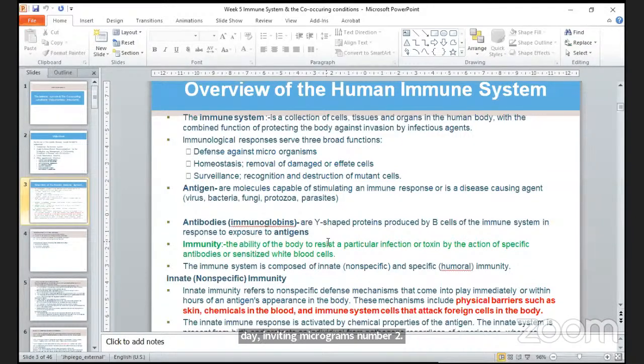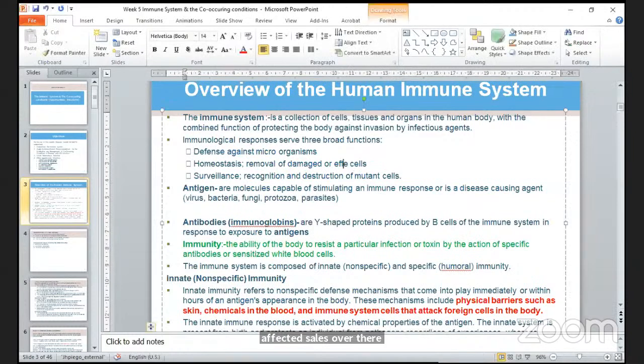This is about the removal of the affected cells. Allow me to correct this: the removal of the affected cells. Depending on the type of infection, the body can decide to remove the affected cells in the form of waste products. That's called the homeostatic response to an infection. Number 3 is surveillance.